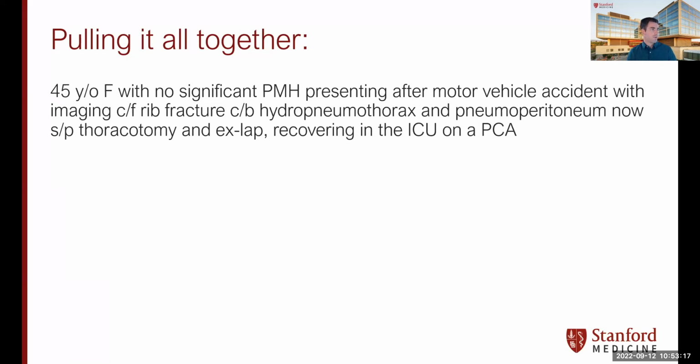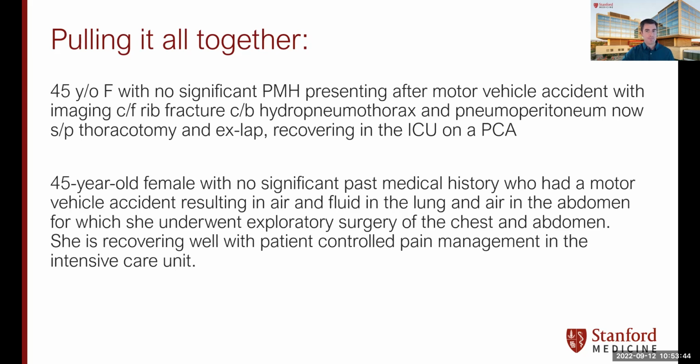All right, so 45-year-old female, no significant PMH, presenting after motor vehicle accident with imaging concerning for rib fracture complicated by hydropneumothorax and pneumoperitoneum, now status post thoracotomy and XLAP, recovering in the ICU on a PCA. So this is a good example of, we're not even using a ton of acronyms, but if you said this to a patient they would have no idea what you mean. And if you said this to a lot of providers, they would have no idea what you mean. So let's simplify this a little bit.